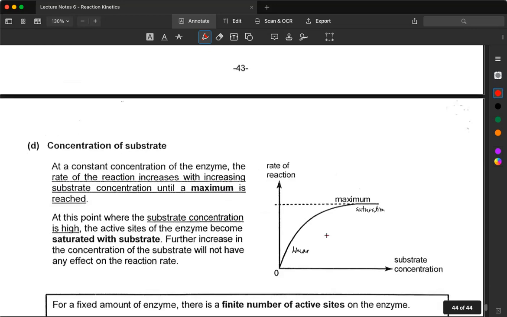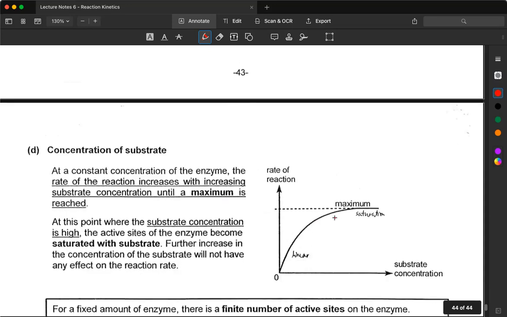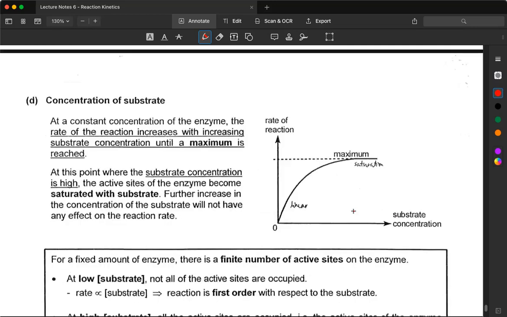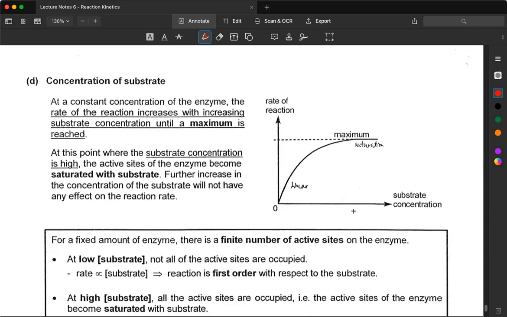As for substrate, when the substrate concentration increases, the rate of reaction will still increase, but at a decreasing rate, getting smaller and smaller until it reaches a maximum. So at this point, when the substrate concentration is high, why is it maximum? Because the active sites are already saturated. You cannot fill any more. So further increase will not have any effect. So it will reach a maximum point.